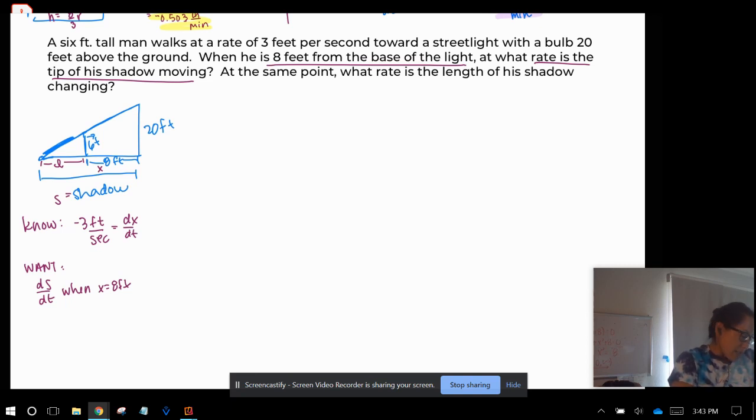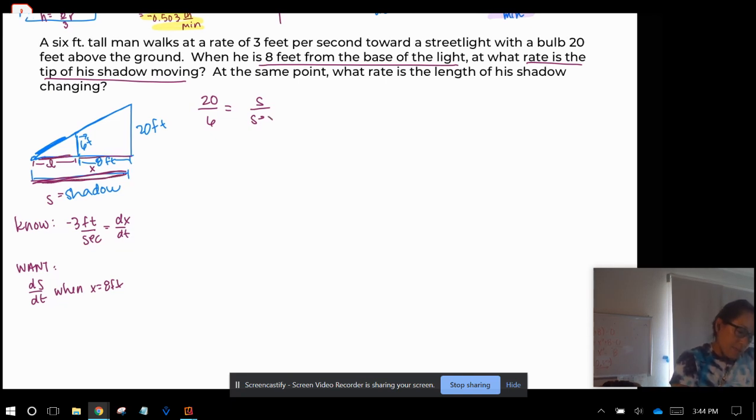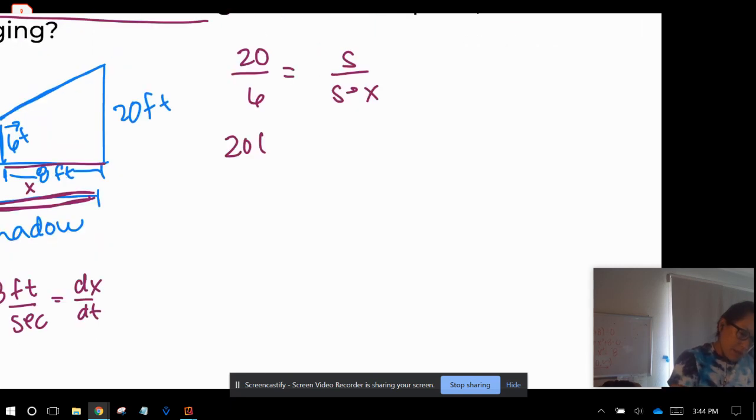Okay, all right. So here we go. I have X's and S's and all kinds of things. I can tell from my triangle that this is another proportion. I have 20 over 6, the two heights, related to the ratio of the two lengths: S, the big triangle, over the length of the small triangle, L, which is S, the whole thing, minus X. Okay, I am going to simplify this. 20 times S minus X is equal to 6S. All right, I think we can do better than that.